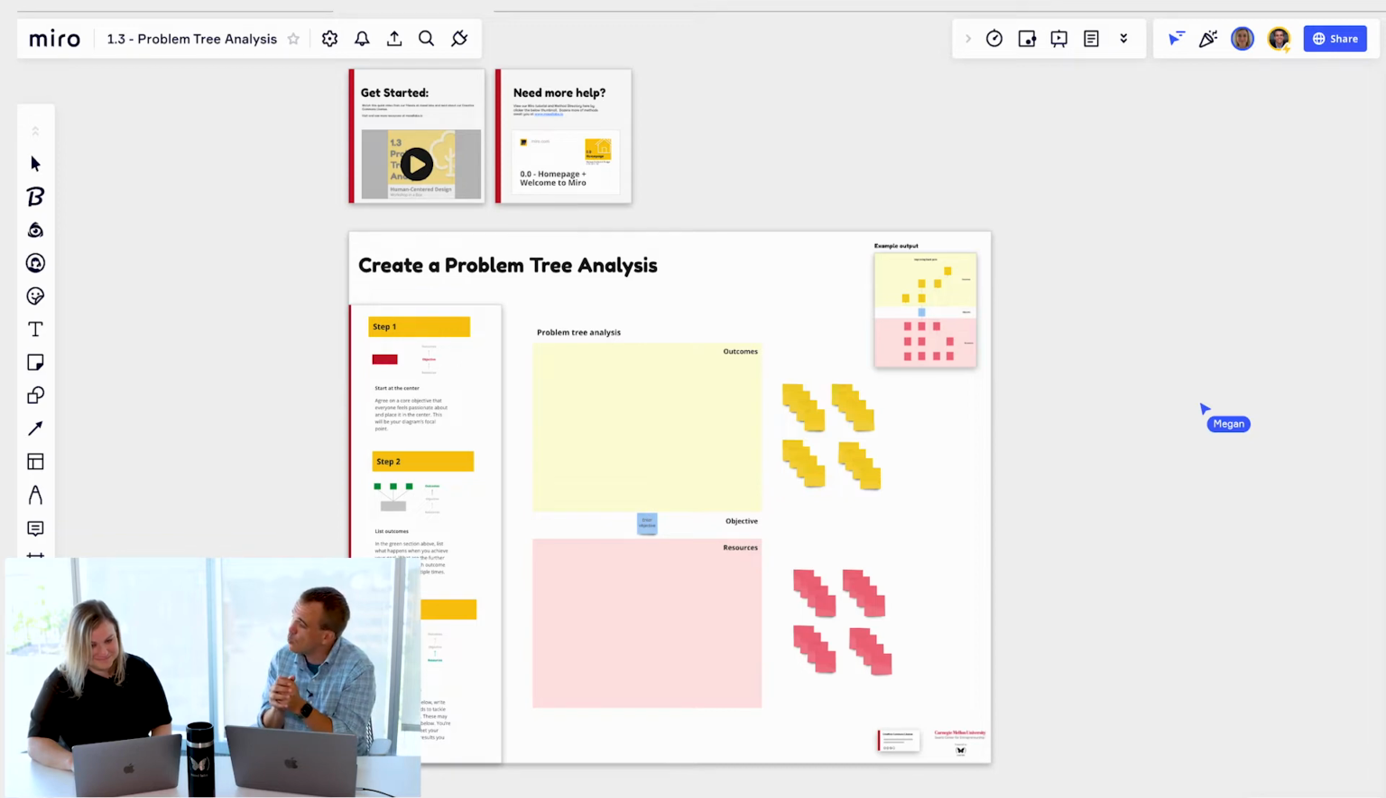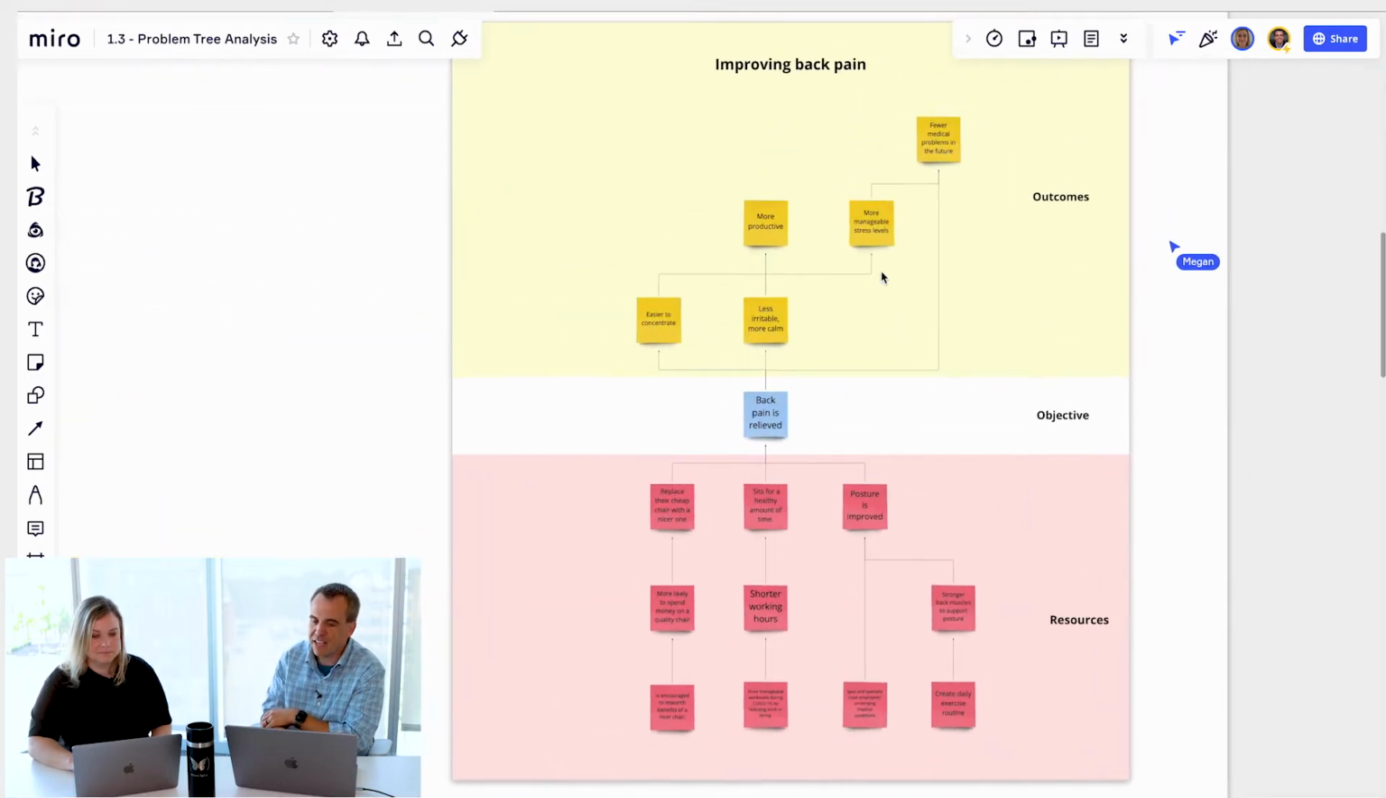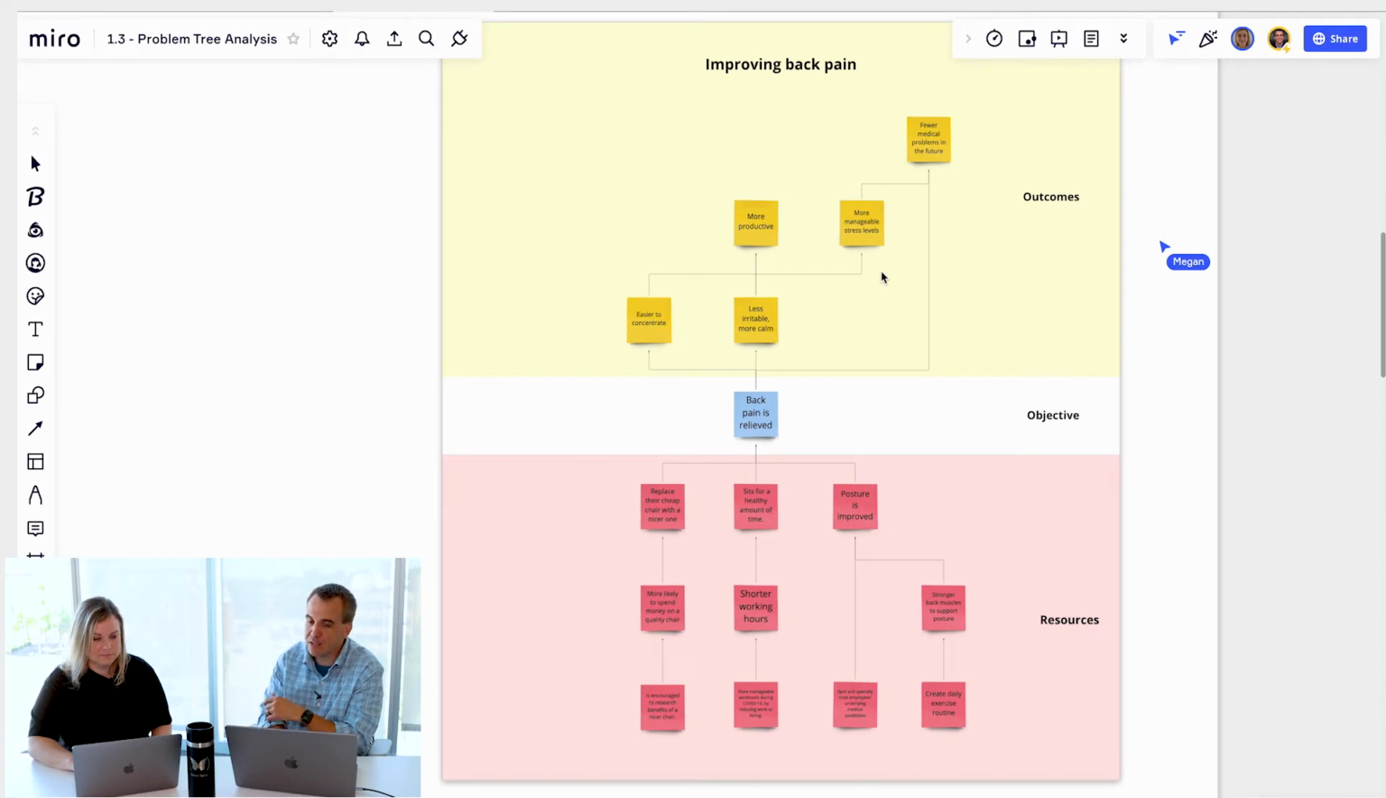Again, on the left-hand side of the board are the instructions that Meg and I will narrate through, but at the highest level, I want to bring everyone in this case to our example output. The reason I want to start with the example output is problem tree analysis is one of the most powerful design templates you can use, but sometimes not as top of mind as more popular methods like personas or stakeholder maps. Exactly. A problem tree analysis starts with the idea of having an objective.